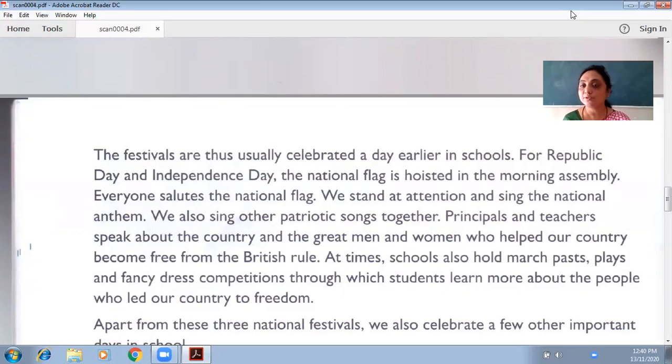They are going to give you the keynote address regarding the importance of that day and how we got freedom from the British. The teachers and the principal are going to give the address. At times, schools also hold march pasts, plays and fancy dress competitions, through which students learn more about the people who led our country to freedom.